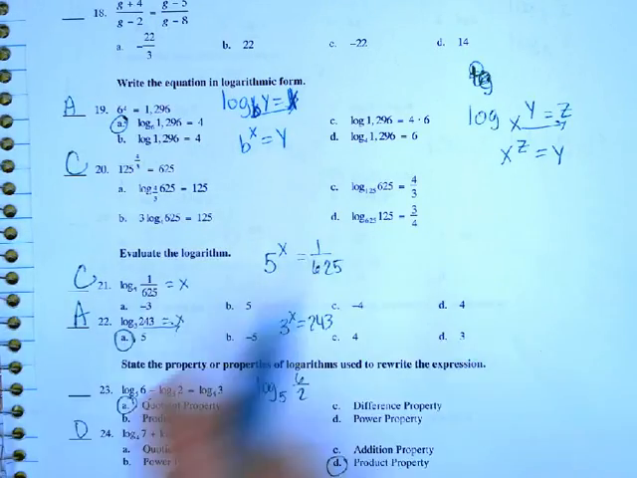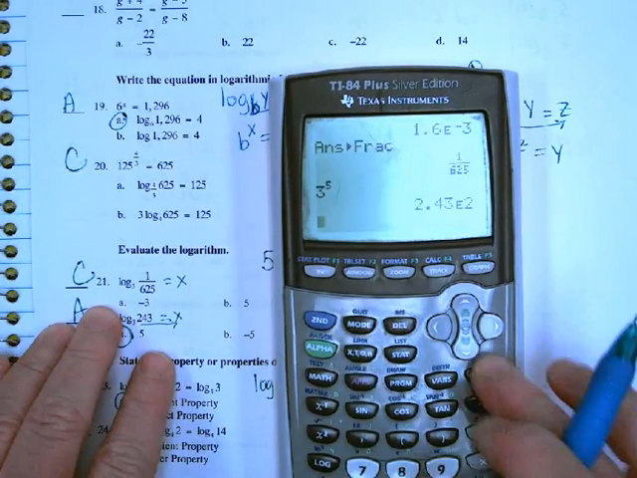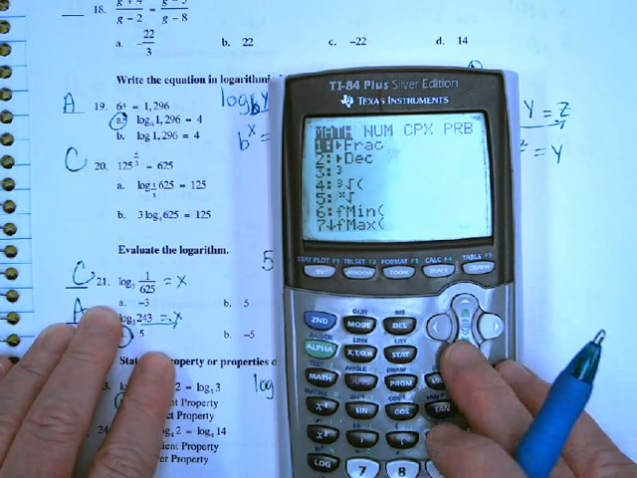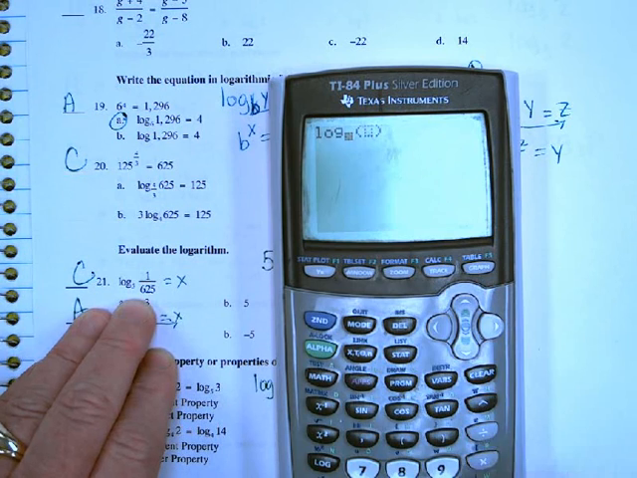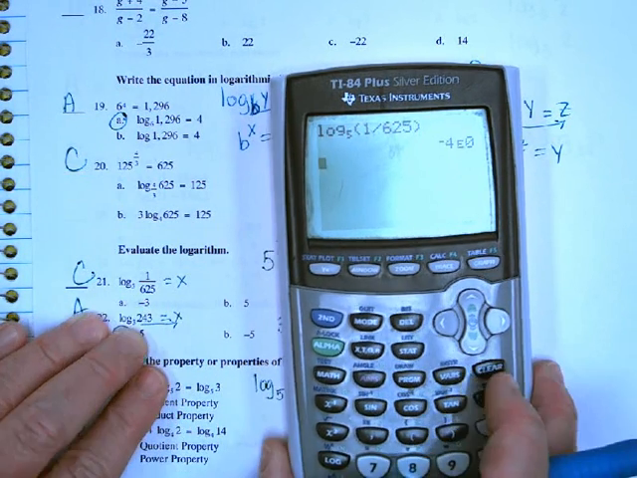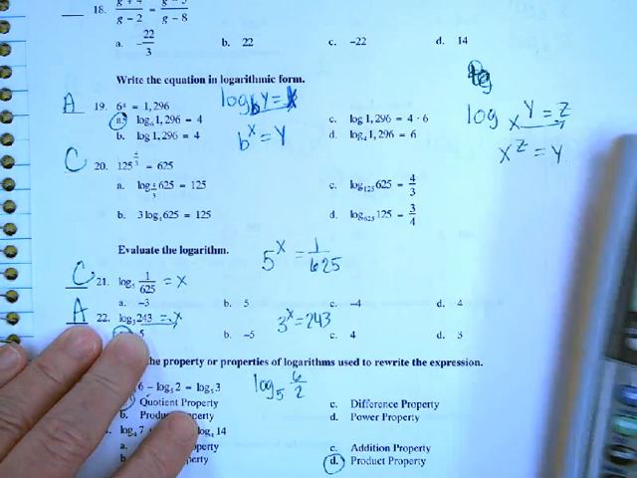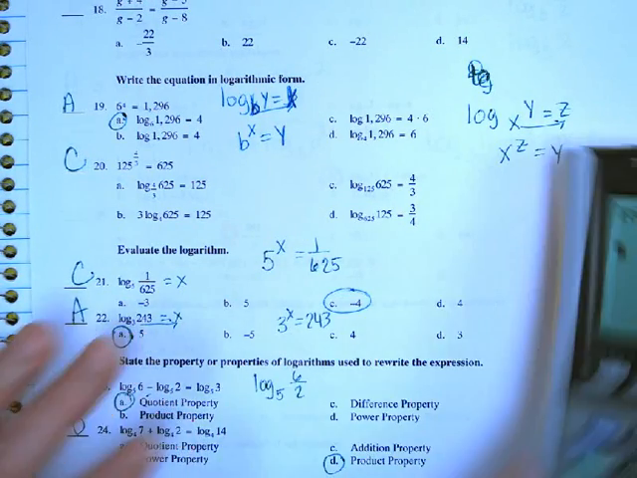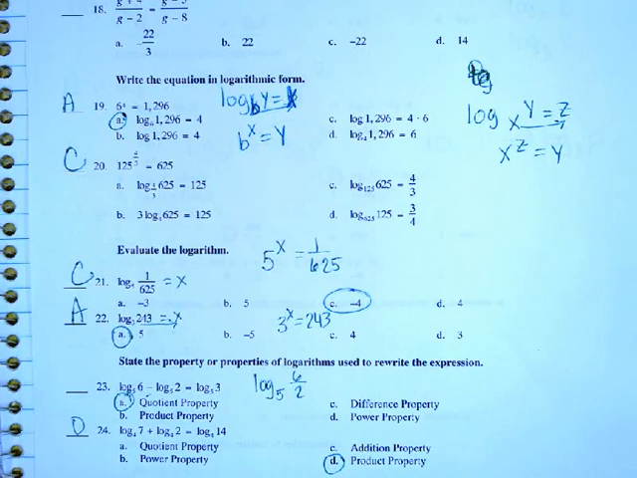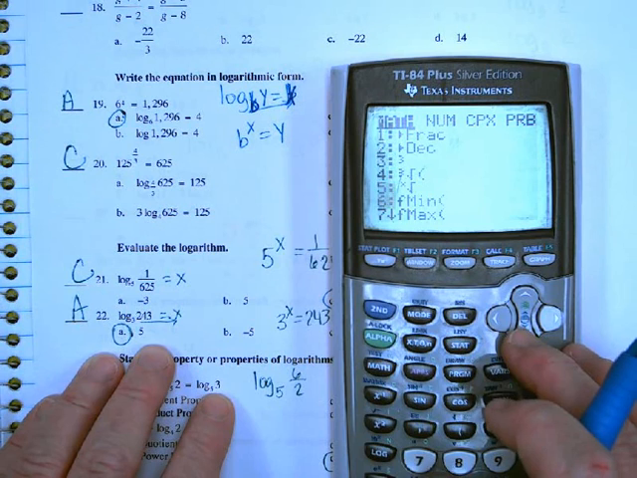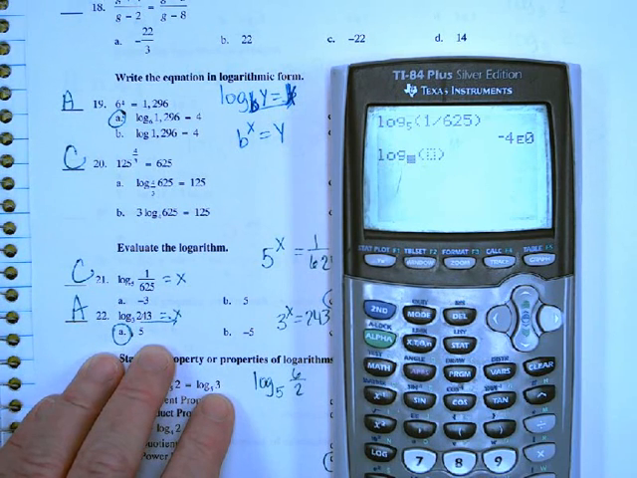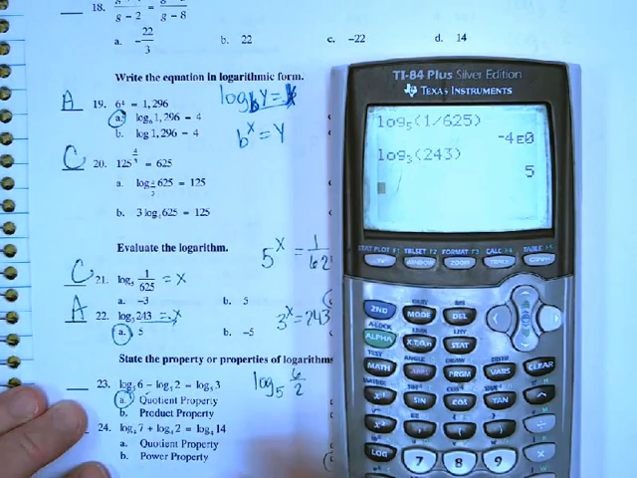21, take your calculator, go to math, go down to where you see log base, enter your values, 5 and then 1 over 625. And our answer here is negative 4, which is C. We'll do the next one the same way. We'll go to log base. It's 3 to the 243, and our answer here is 5.